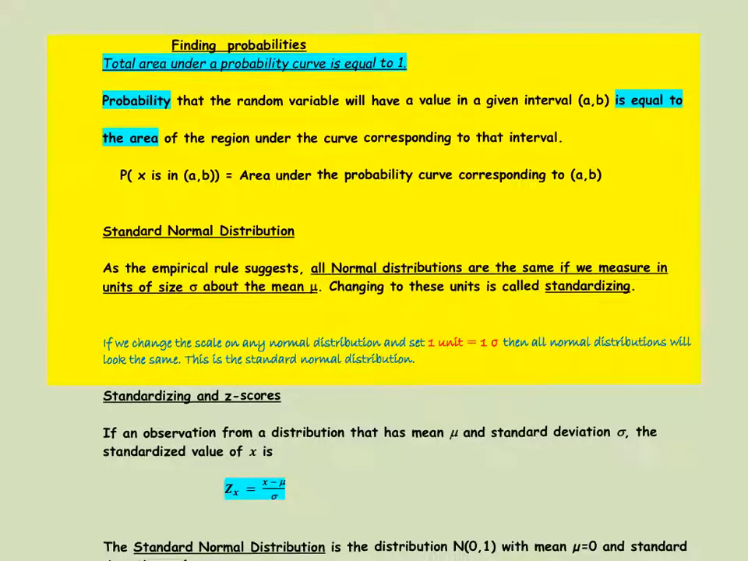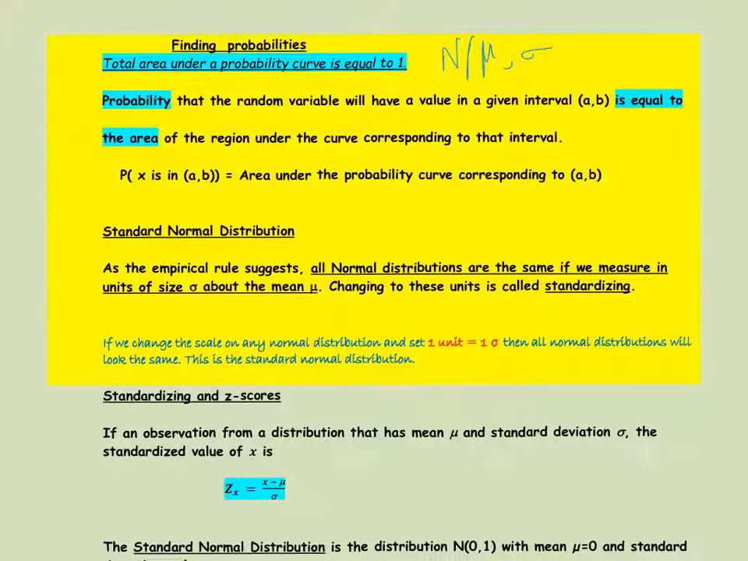Now, finding probabilities of events in a continuous sample space boils down to finding the area under the probability density curve, or the distribution of that continuous random variable. Now, in this case, we're talking about the normal distribution, with center, that is the mean mu, and standard deviation sigma.